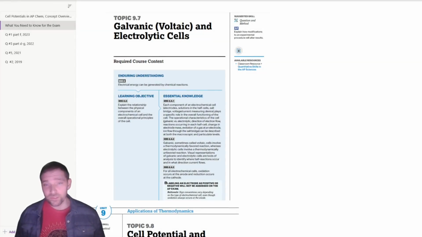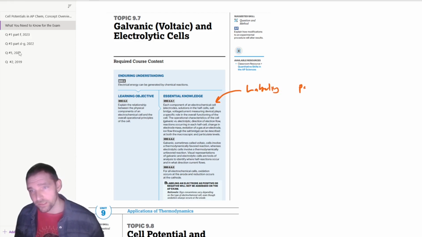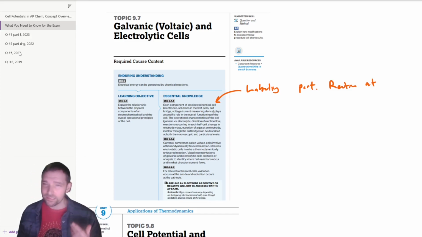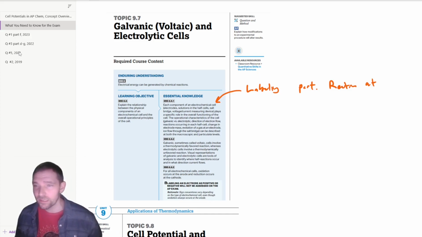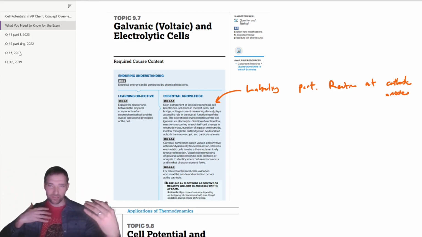I know a lot of students get worried that they're going to have to draw out a battery, but this is really going to be labeling some sort of part or saying what reaction happens at a part. So this is going to be a lot simpler than what most people think. It's going to be either at the cathode or the anode, and you need to know what reaction is going to take place at the cathode or the anode.